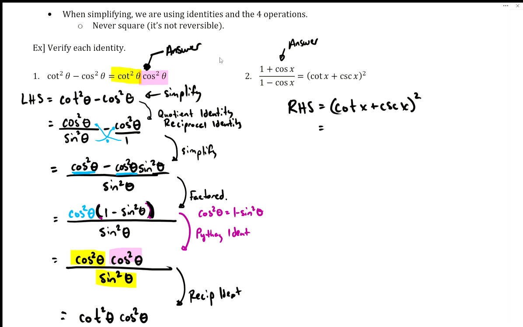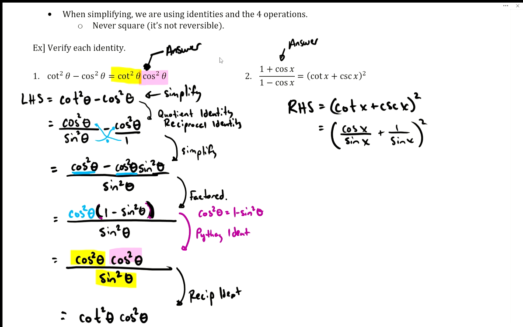Okay, so I chose the right-hand side because it has cotangent and cosecant, and I know I can change those with reciprocals. The left-hand side is cosines. Those I usually don't want to mess with. So sines and cosines I like. The other four I can change to sines and cosines. Okay, so big parentheses. Cotangent of x is cosine of x over sine of x, plus cosecant of x is 1 over sine of x. And then it's all squared.